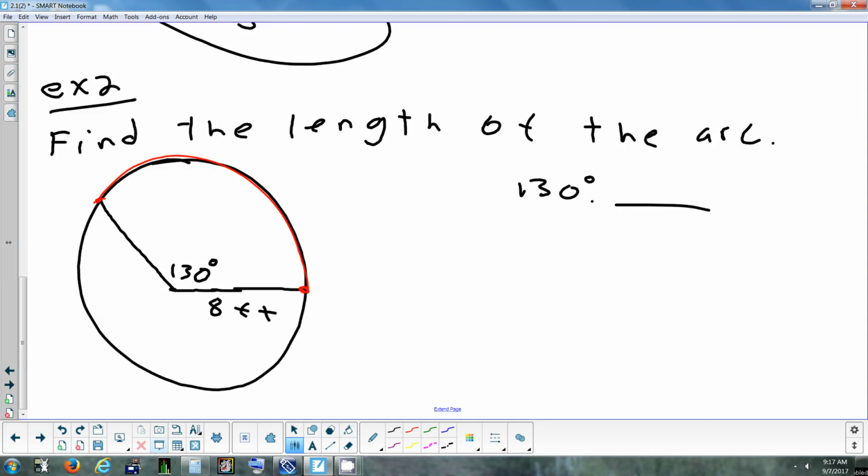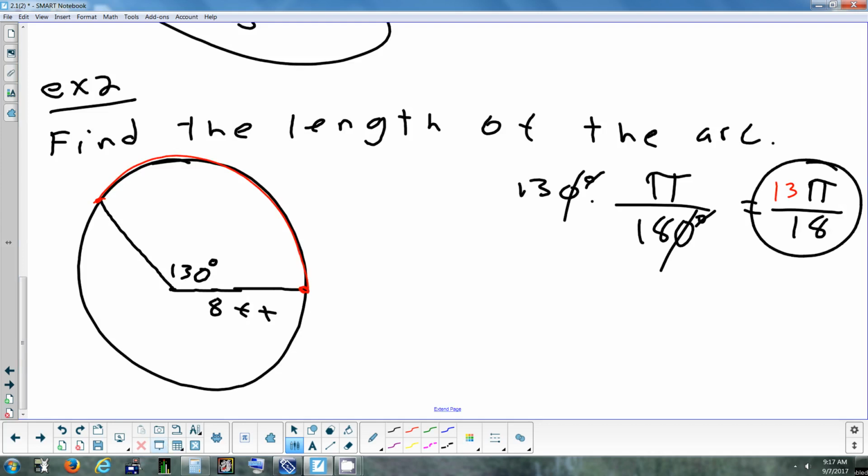Okay, so to change degrees to radians, Connor, what do I multiply by to do that? Pi, and then divide by? Perfect. Pi over 180. I can reduce by 10. So I get 13 pi over 18. That's my angle.